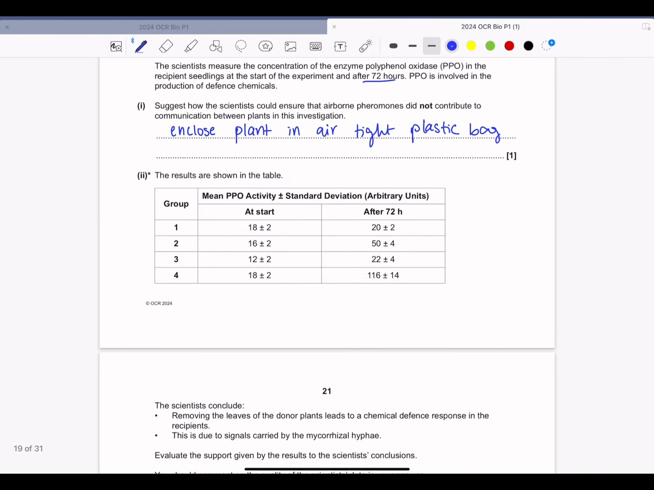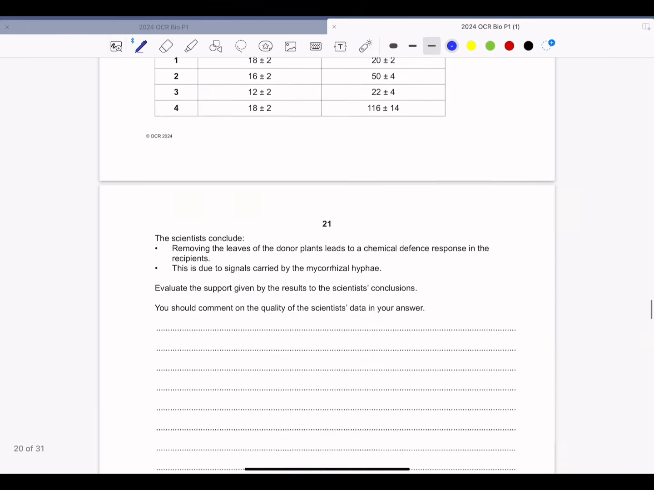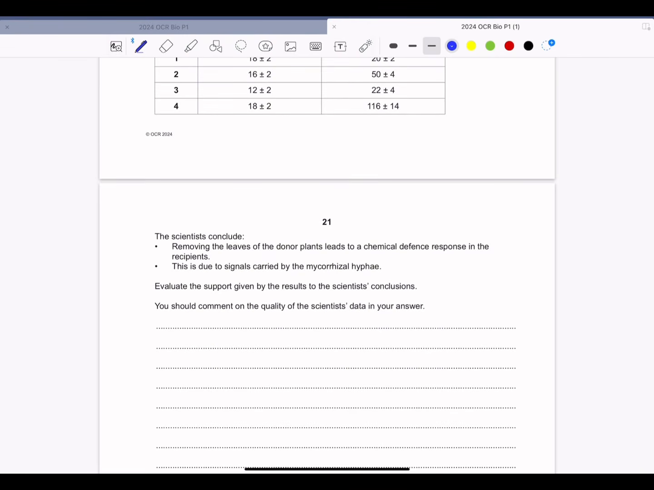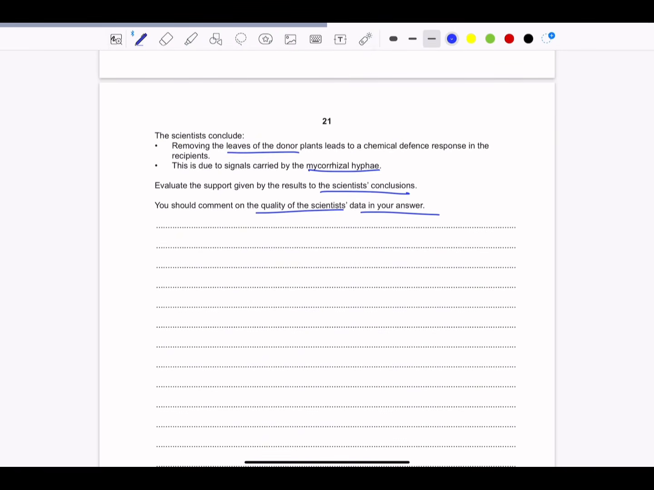The results are shown in this table, so we can see the mean PPO activity plus or minus standard deviation in arbitrary units at the start and at the end, for each of the groups. The scientists concluded that removing the leaves of the donor plants leads to a chemical defense response in the recipients, due to signals carried by the mycorrhizal hyphae. Evaluate the support given by the results to the scientist's conclusion. You should comment on the quality of the data in your answer. Just to reiterate, the conclusion is that removal of leaves leads to an increase in chemical defense secretion in the recipients, and this is due to the mycorrhizal hyphae, so due to the fungus.